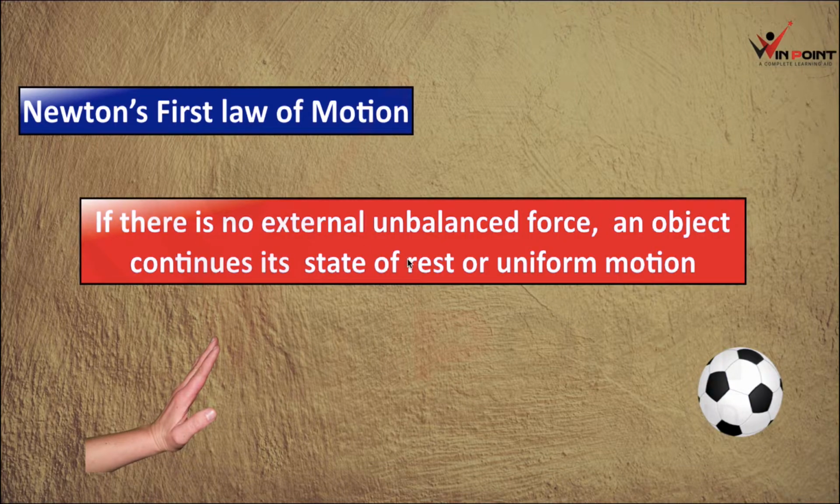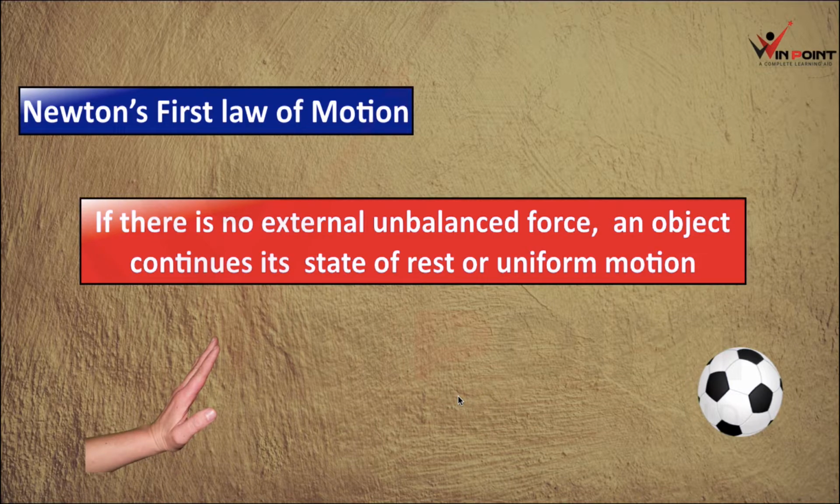If there is no external unbalanced force, an object continues its state of rest or uniform motion. Unbalanced force means unequal force. If there is an unbalanced force, then only there will be movement. If it is a balanced force, the object is not going to move, right? That's the difference between unbalanced and balanced force.